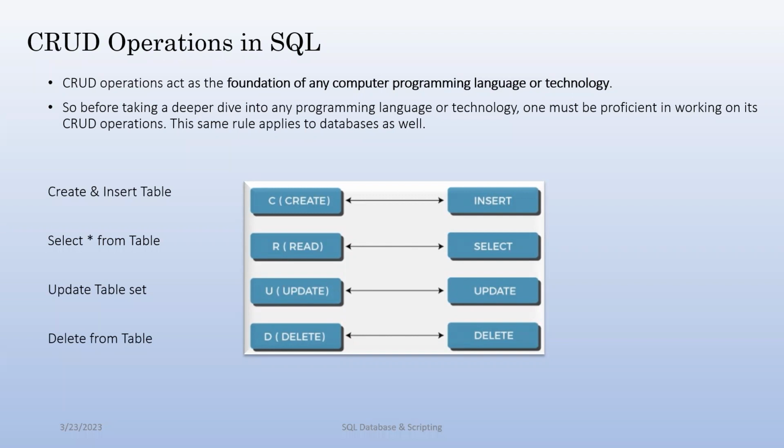So CRUD is nothing but C represents create. Create in a sense, here we can create the table and insert the data into the table. The second one, R, means read. Read in a sense, in a query language, select from the table. U means update, update the table set, whatever the data we have inserted, those inserted data we can update it. And D means delete, whatever the inserted data we can delete it from the table.